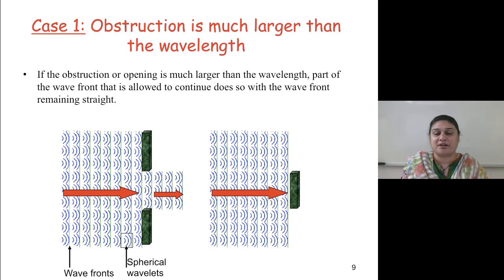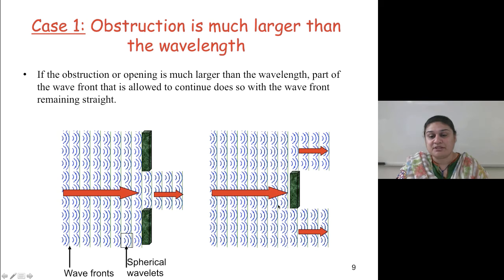Same thing if the barrier was instead this way, the waves will get stopped. These wavefronts will get stopped. These wavefronts will continue forward.